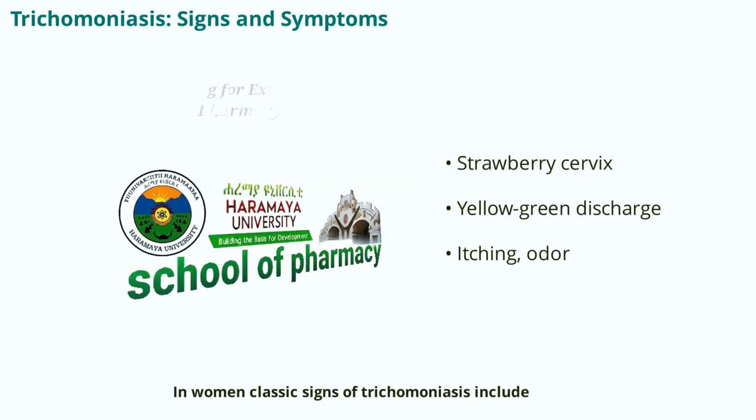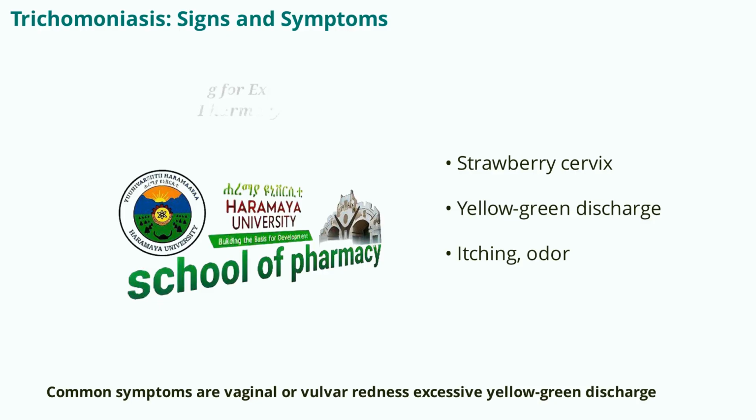In women, classic signs of trichomoniasis include a strawberry cervix and colpitis macularis, while men may develop prostatitis or epididymitis. Common symptoms are vaginal or vulvar redness, excessive yellow-green discharge, itching, unpleasant vaginal odor, urethral irritation, pain during urination, and a vaginal pH above 4.5. Recognizing these symptoms can help prompt early diagnosis and treatment.